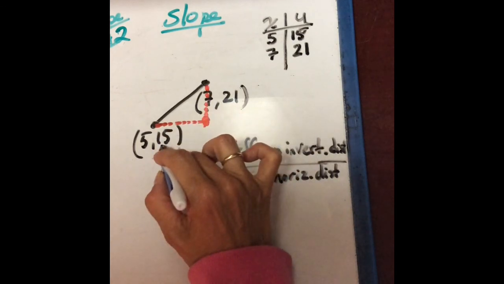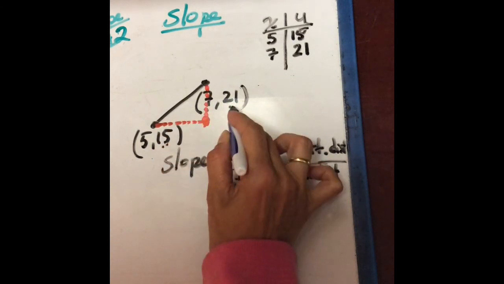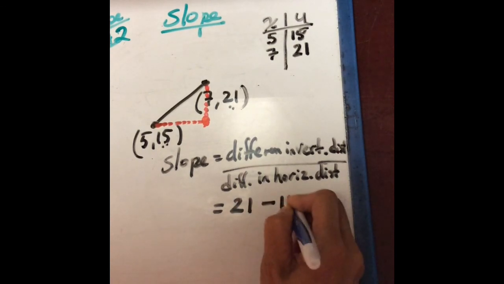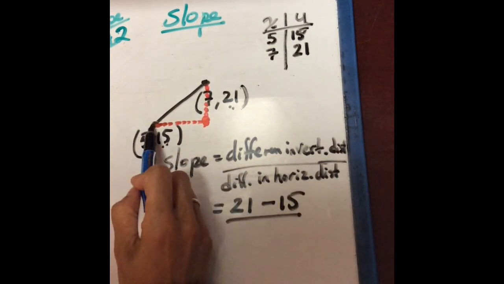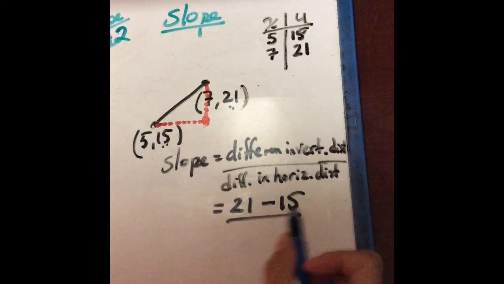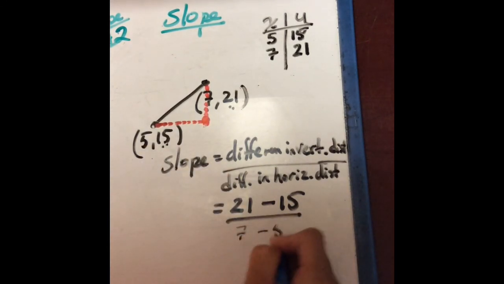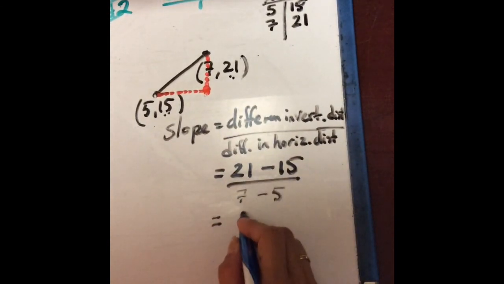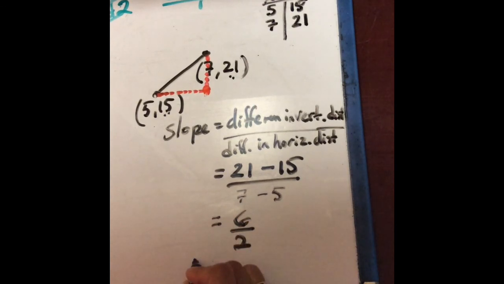Well, these represent the vertical distances. So I can say 21 minus 15. And these represent the horizontal differences. So 7 minus 5. And so what I end up with is 21 minus 15, 6. 7 minus 5 is 2. And I get a slope which is equal to 3.